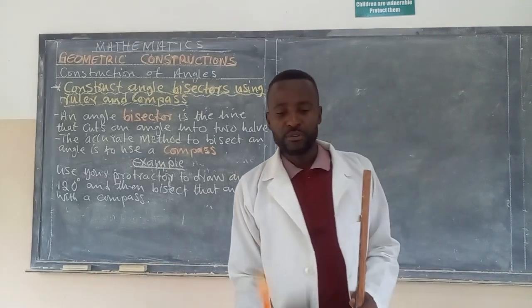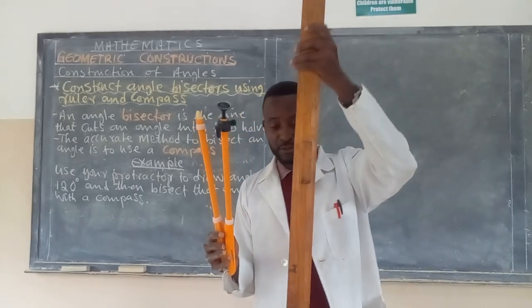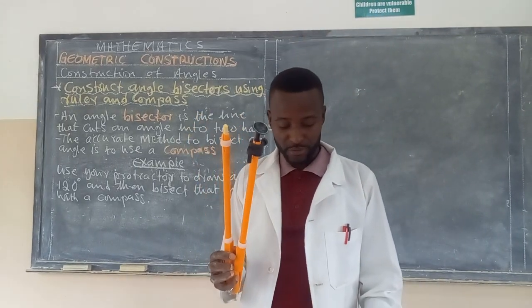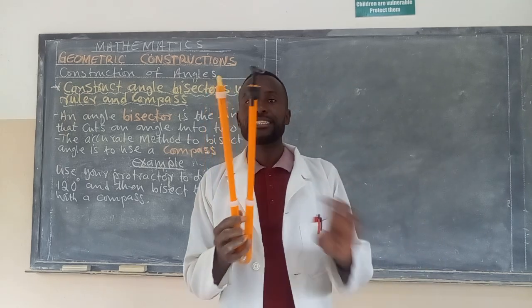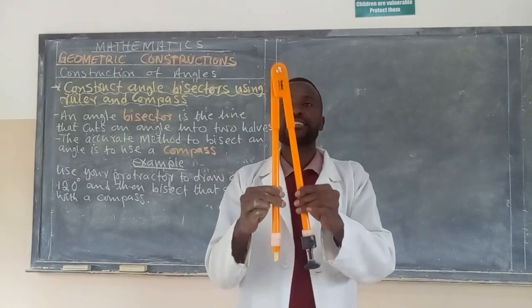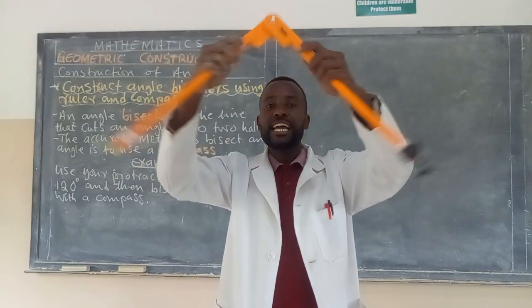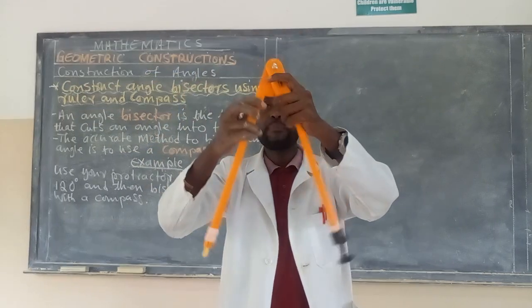Now, just to remind you, a compass looks like this. Okay, this is a ruler. This is how a ruler looks, for those of you who don't know. And this is a compass. So in your mathematical set, you are going to find this in there. There is a compass which you can easily extend to measure any angle of your choice.